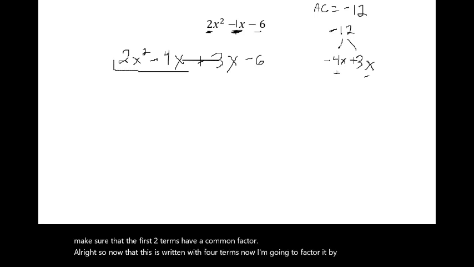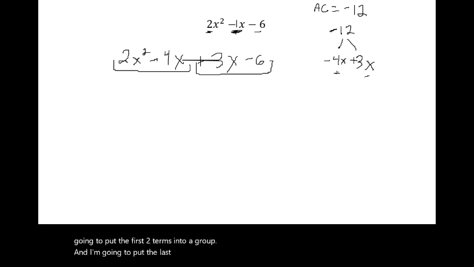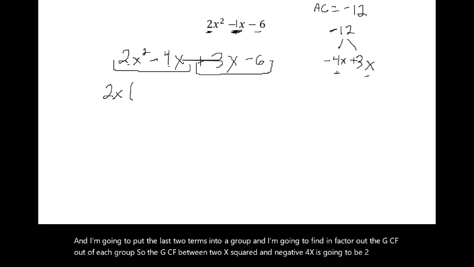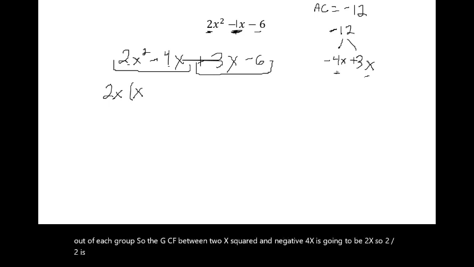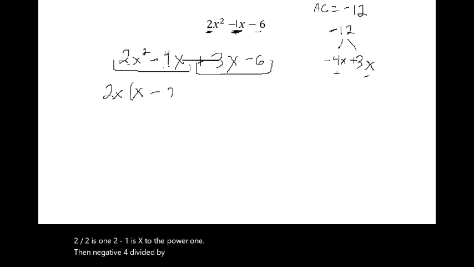So I'm going to put the first 2 terms into a group, and I'm going to put the last 2 terms into a group, and I'm going to find and factor out the GCF out of each group. So the GCF between 2x squared and -4x is going to be 2x. So 2 divided by 2 is 1. 2 minus 1 is x to the power 1. Then -4 divided by 2 is -2, and then x to the power 0 cancels out.